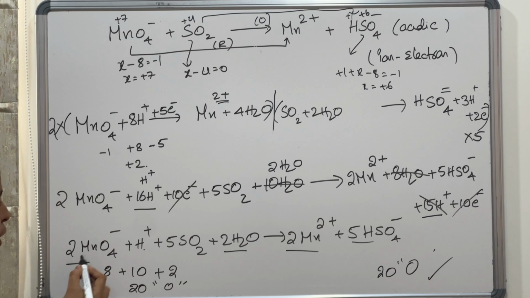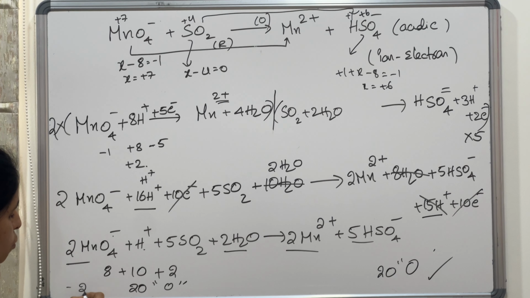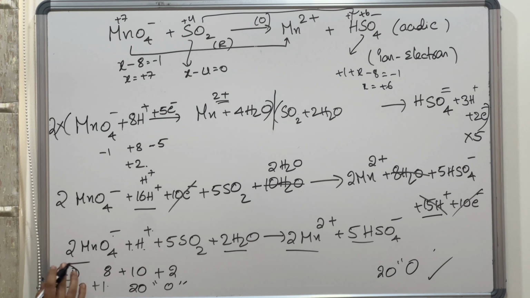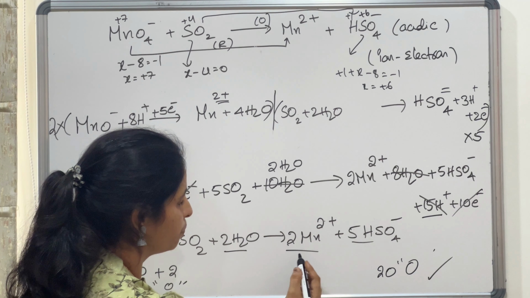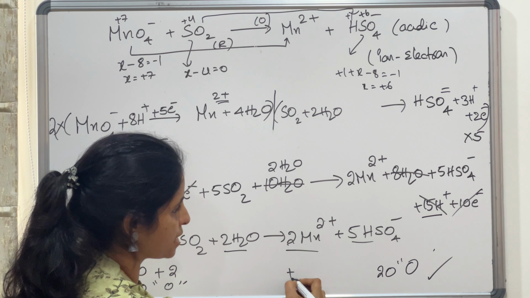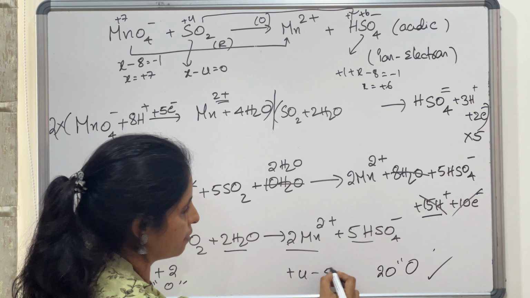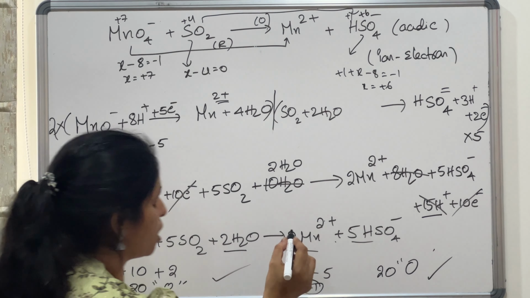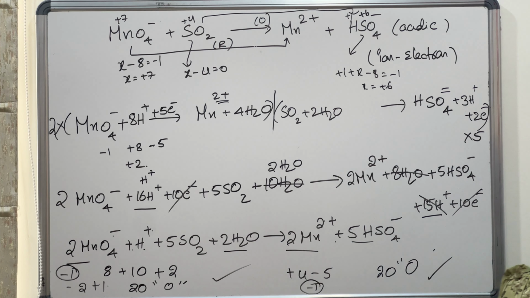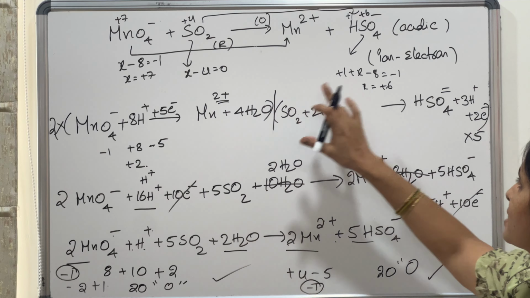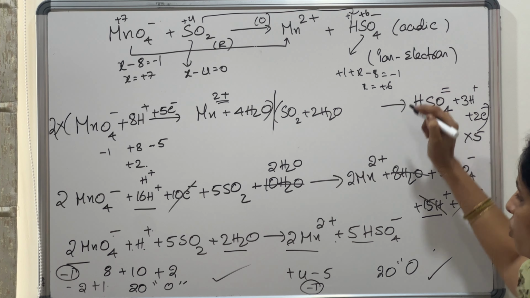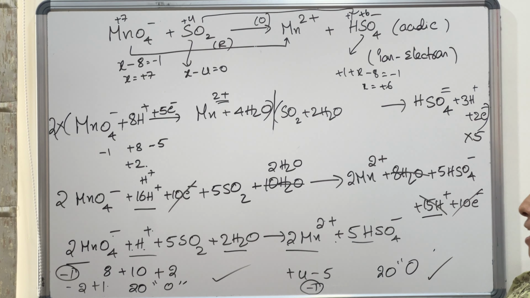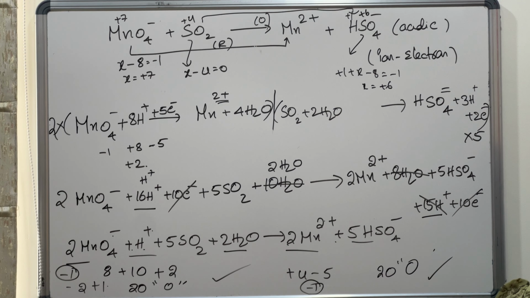I told you 2 into minus 1, it is minus 2 plus 1. So here minus 1 is the overall charge this side. So 2 into plus 2, so plus 4 this side, minus 5 this side, 5 into minus 1, so minus 1. So minus 1, minus 1. Charge is also balanced. So this equation is balanced. This is the ion electron method. If you look at this equation, it is in the acidic medium. We have balanced it. Easy? Okay.